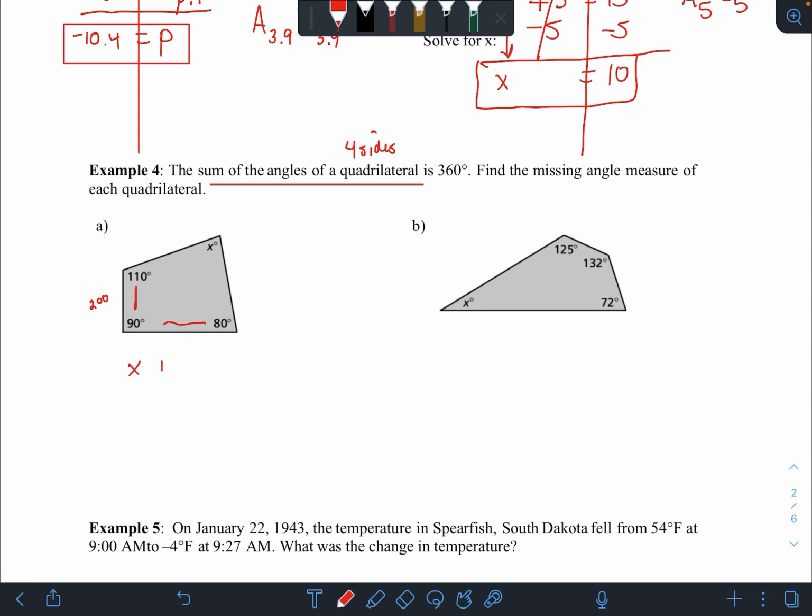So x plus 280 is going to equal 360. Now, we added 280 to x, so let's go ahead and subtract 280 from x. If we do this, we're going to take away 280 from both sides, and we have x is equal to 80.